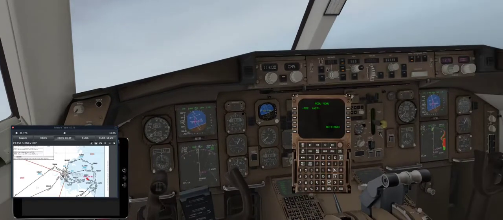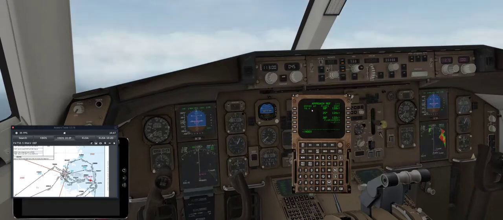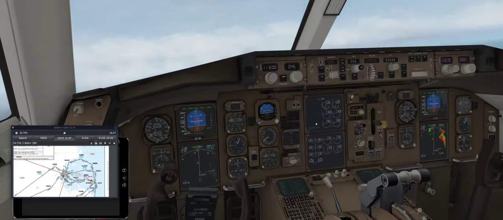Now this FMC over here, I usually leave it displaying the approach page. We're not there yet, but when we get there, we're going to need to know what's the proper landing speed, approach speed, if we have 30 degrees of flaps. And we can see, based on our weight configuration, the answer is 122 knots. We're going to need that later.